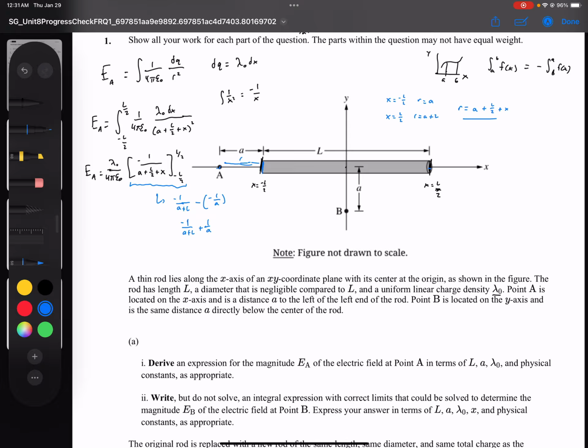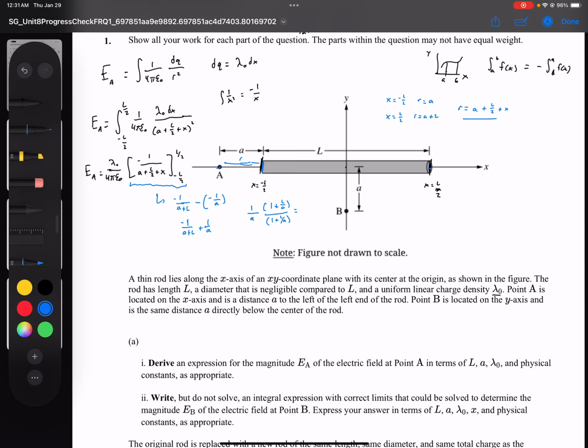All right, and now I need to get these to have a common denominator. The way I'm going to do that, I need to turn this A into an A plus L. In order to get an A plus L, what I need to do is multiply this by, so here, let's get the common denominator set up. I'm going to need to multiply this by 1 plus L over A over 1 plus L over A.